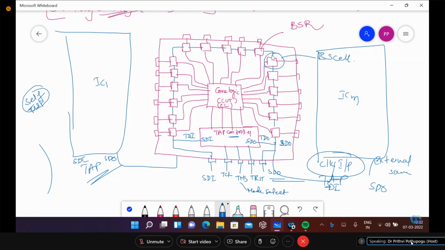But here, there is a combination of a component added, which decides whether the data that is going is to the core logic or to the external environment, or is it a transfer between the boundary scan registers itself? That will be decided by the internal setup that we'll take in the next hour.